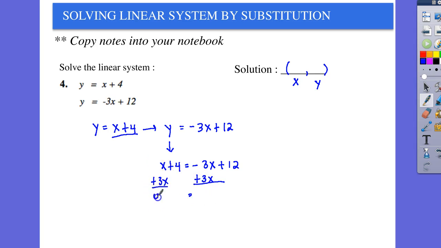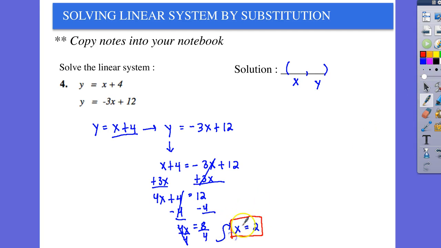So x plus 3x is 4x plus 4. No more x's on the right side. And then 12. And then 4x plus 4 equals 12. This is just a two-step equation. So let's get rid of 4 by subtracting 4 from both sides. On the left side, you only have 4x. 12 minus 4 is 8. 4 times x equals 8. Divide both sides by 4. So x equals 2.